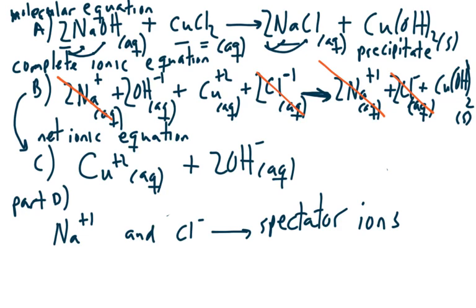So notice I am not writing the spectator ions. That's how you transition from the complete ionic equation to the net ionic equation. You just don't write the spectator ions. And what the net ionic equation does, this actually is what drives the reaction. The fact that we're making a precipitate, which is the solid copper 2 hydroxide, this is the reason why this equation proceeds. Okay? So the net ionic equation is really describing the real chemistry which is driving this reaction. And the spectator ions are the ones that don't participate, which is sodium and chlorine.